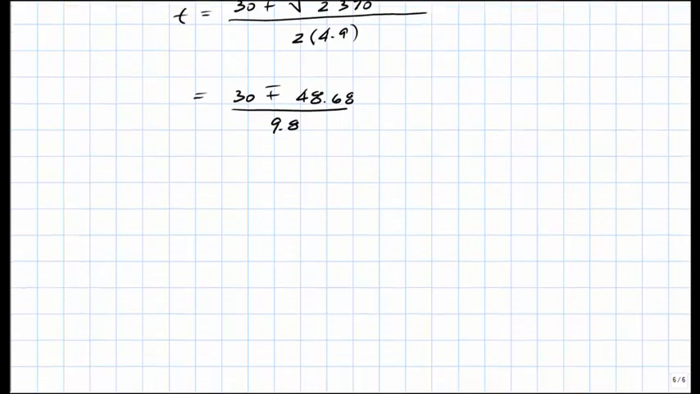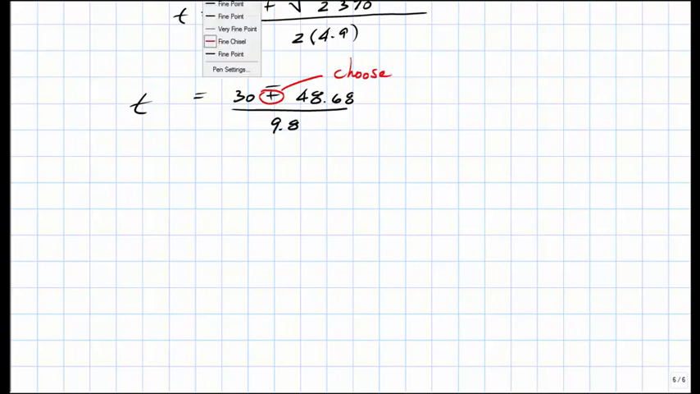And now we have to make a choice. We're either going to choose the minus or the plus. Now we're not going to choose the minus because that would produce a negative value for time, and there's no such thing as negative time. And so because of that, we'll choose the positive result. And so we advance the problem by noting the positive choice.